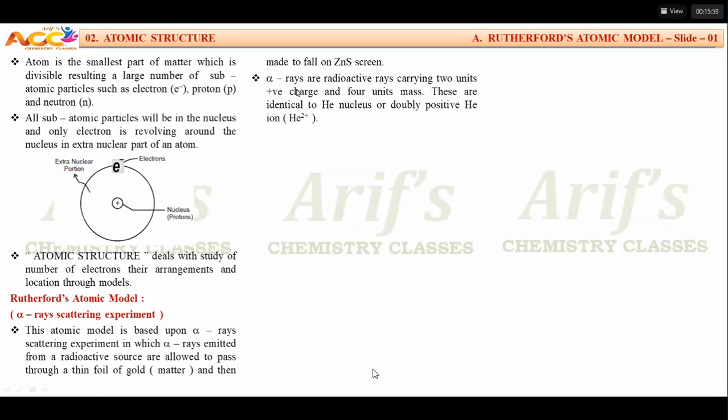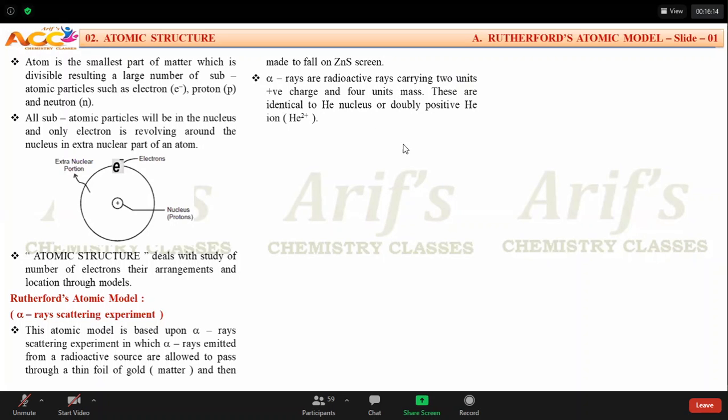Alpha rays, who are these fellows? Alpha rays are radioactive rays carrying 2 units positive charge and 4 units mass. People call this identical to a helium nucleus. Why? Helium atom: atomic number 2, mass number 4. We have 2 protons and 2 electrons, right?